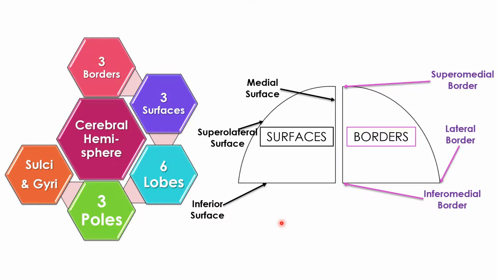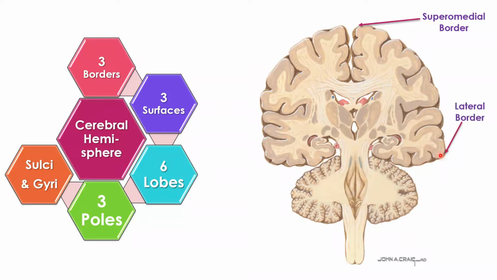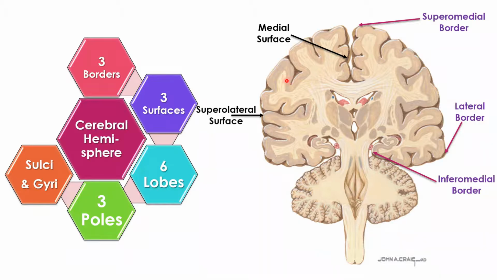We can have a more anatomic look in this image. Here is the supromedial border, here is the lateral border, and here is the inferomedial border. Then here will be the medial surface between the supromedial and inferomedial borders. Here will be the supralateral surface between the supromedial and inferolateral or the lateral borders. And here will be the inferior surface between the inferomedial and inferolateral border. Okay? So now we can have a nice concept that the cerebral hemisphere has three borders and three surfaces.